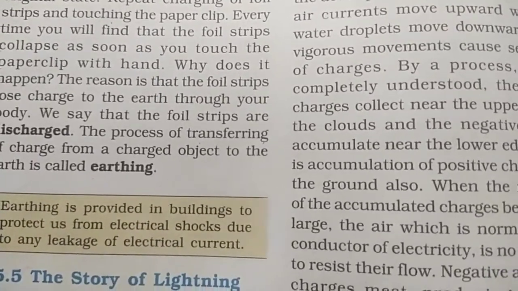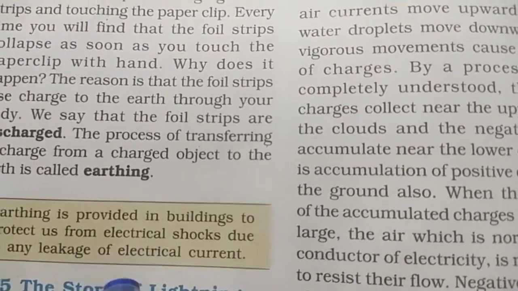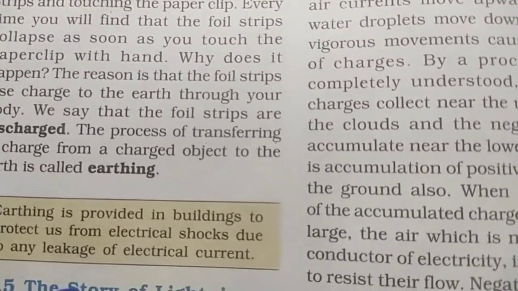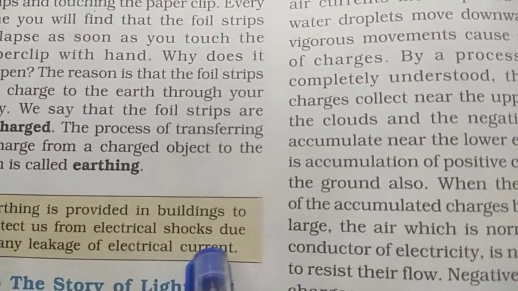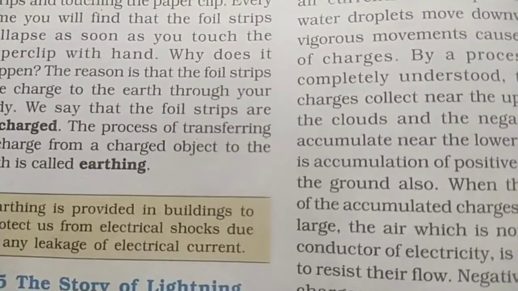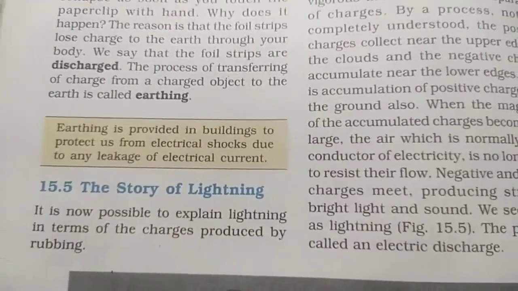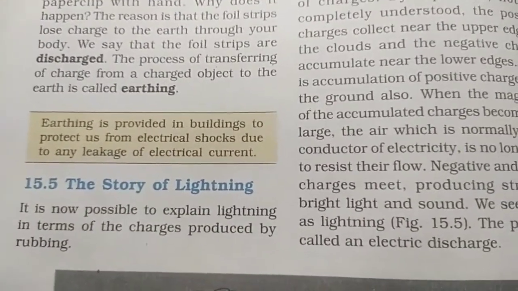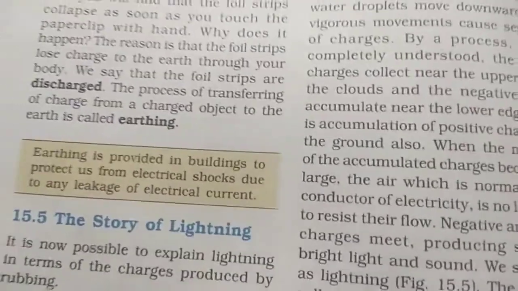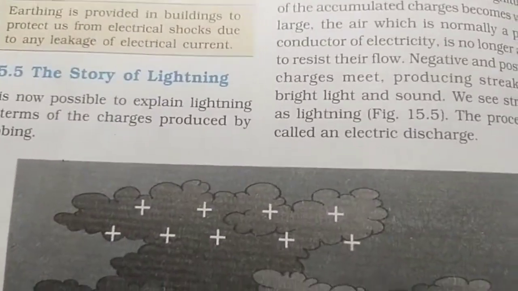Earthing is provided in buildings to protect us from electrical shocks due to any leakage of electrical current. So this earthing is provided in every building for the protection of the people living in that area. Okay, the story of lightning, this is a very important thing.